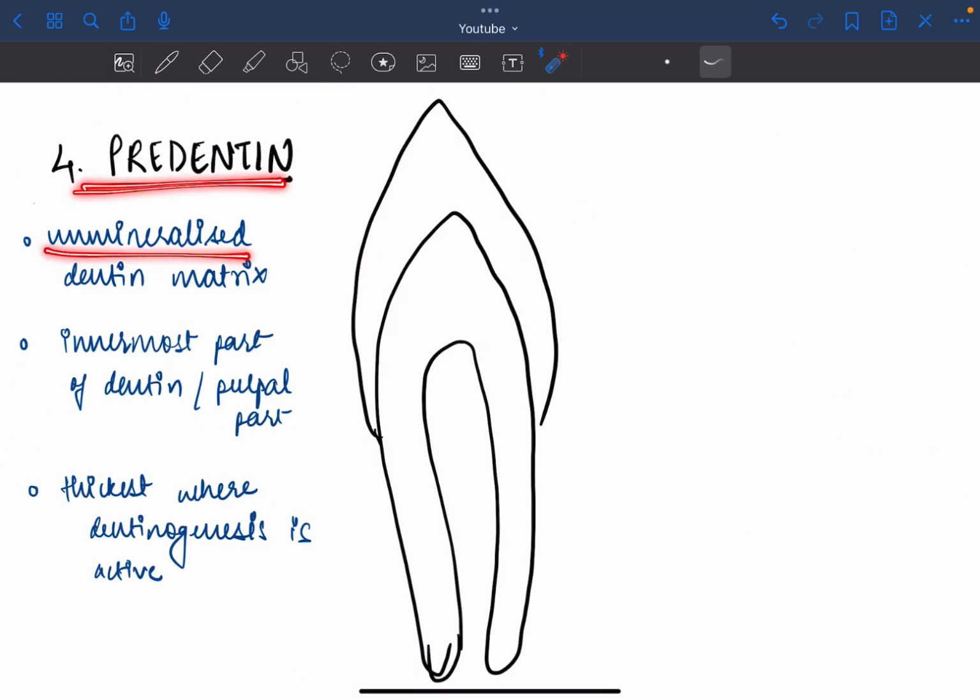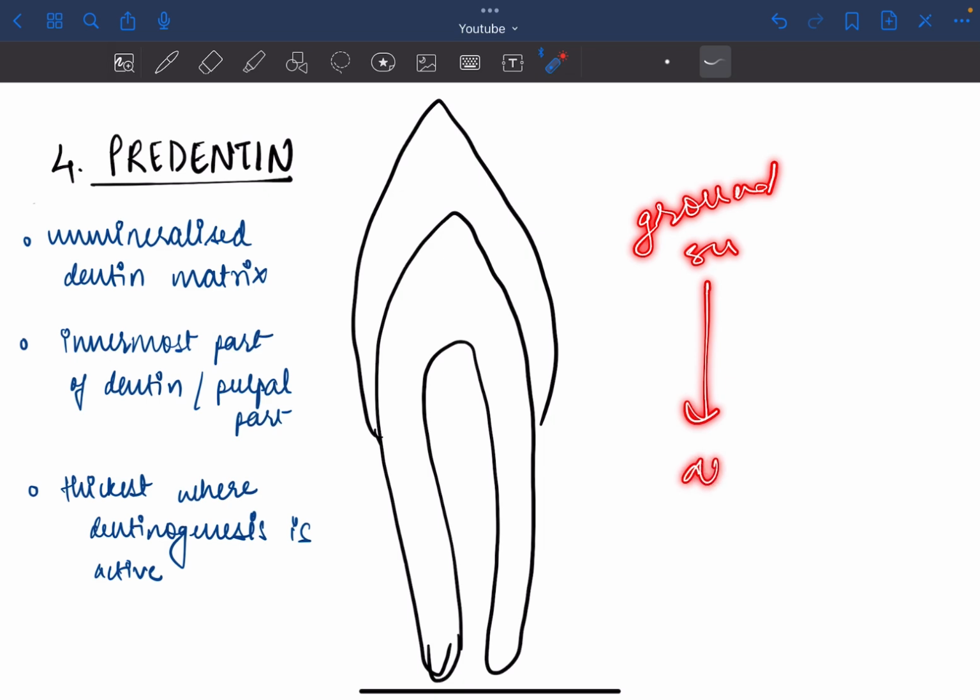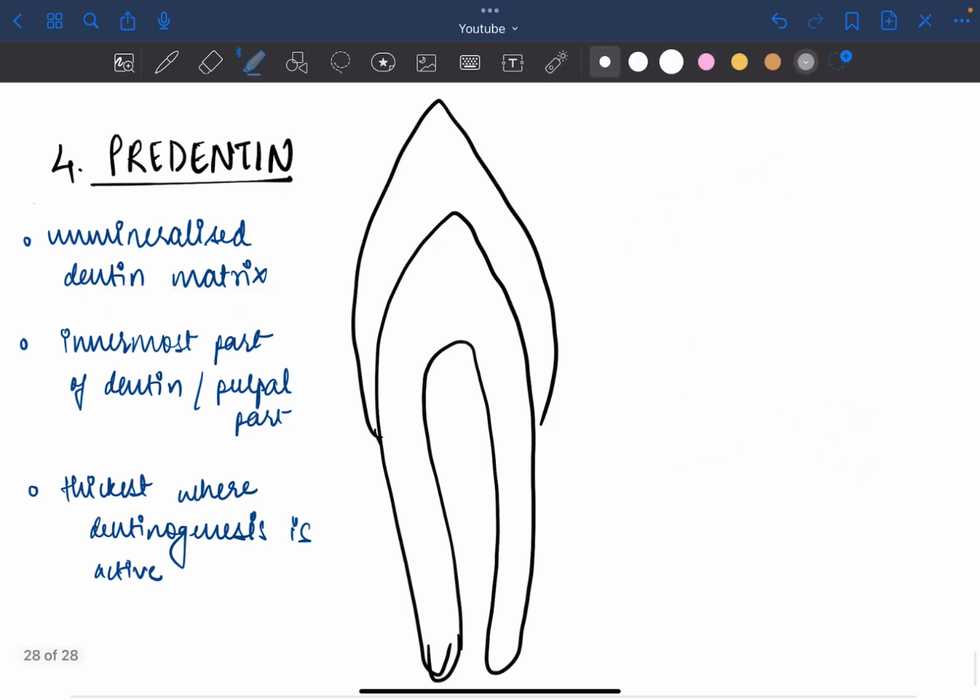Predentin is nothing but unmineralized dentin matrix. That means it is just the ground substance which is later going to form the actual dentin when the minerals are added into this matrix. So just imagine that dentin formation is continuously going on over here. Okay, so we know that the dentin deposition occurs in this manner.